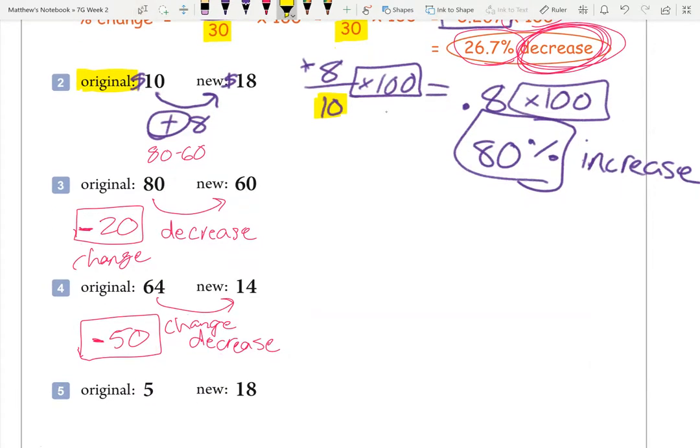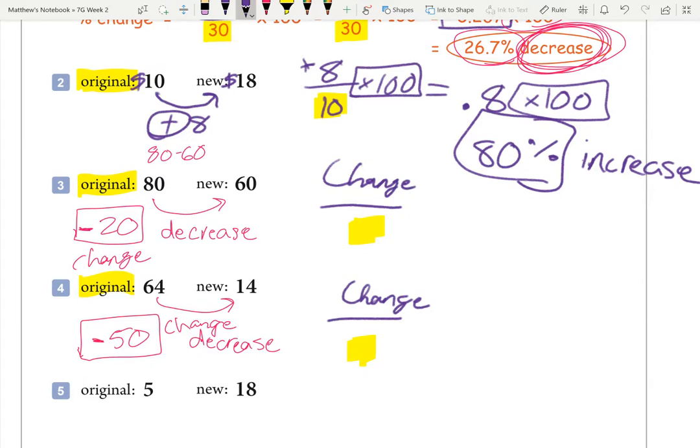And then I'm always going to highlight my original and know that I'm going to divide by my original in each of these equations. So I write it with my change over my original, my change over my original, and then the only final step is multiplying by 100 after I divide my change by my OG, my original. All right?